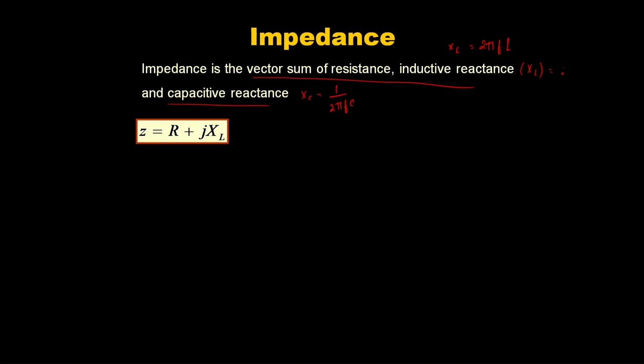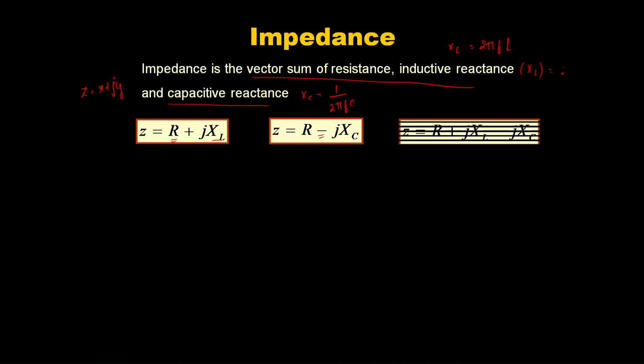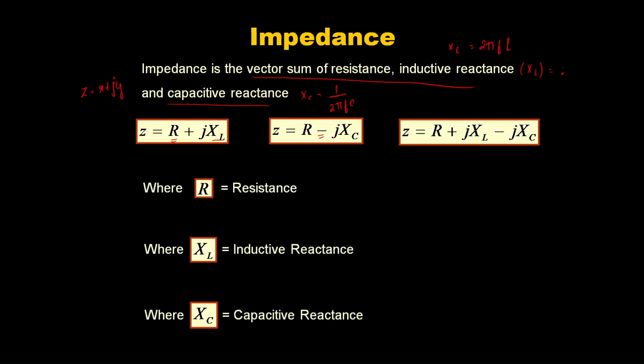Alright, so we know that Z is equal to x plus jy, right? Here the real part will be the resistor, because a resistor has no phase shift. That's why the resistor is the real part. And the imaginary part will be XL if only inductive reactance is given. If only capacitive reactance is given, because it's 1 by, it will be minus here. If both are given, XL minus XC. I hope it is clear.